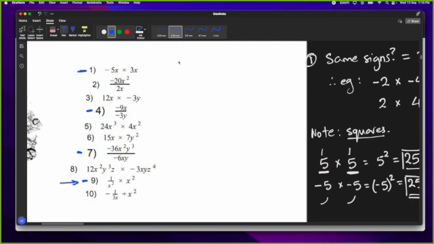And Sarah, give me number 1. Minus 5x multiplied by 3x gives me what? Negative 15x squared. Right, negative 15x squared. So you have x multiplied by x, negative 15x squared, and 5 3s are 15, right?